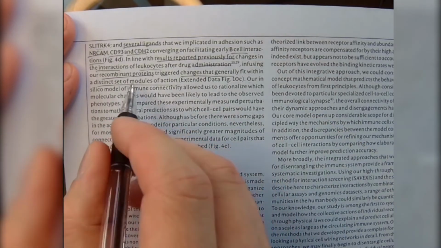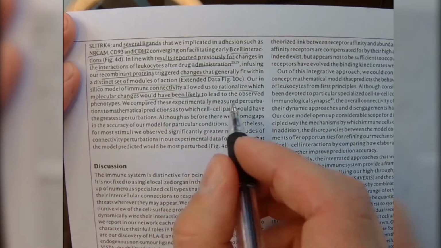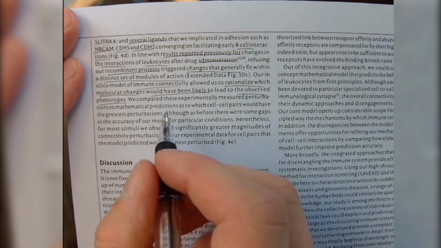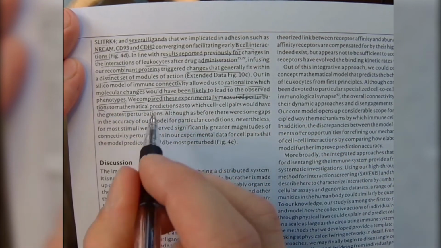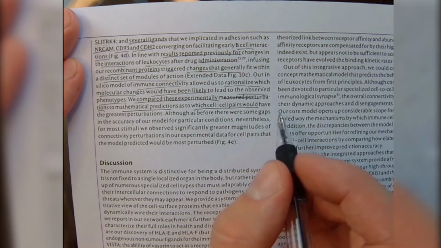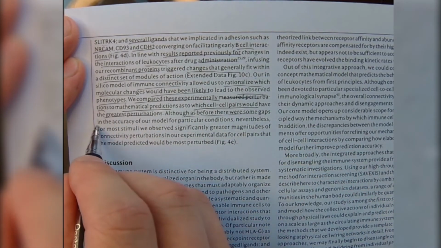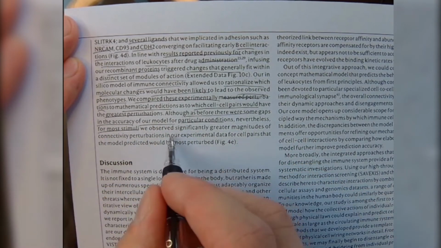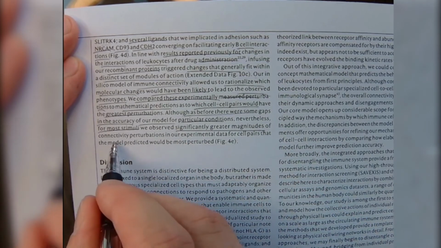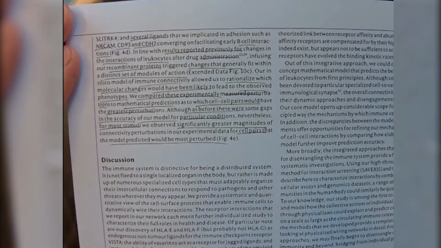Our in silico model of immune connectivity allowed us to rationalize which molecular changes would have been likely to lead to the observed phenotypes. We compared these experimentally measured perturbations to mathematical predictions as to which cell-to-cell pairs would have the greatest perturbations. Although, as before, there were some gaps in the accuracy of our model for particular conditions. Nevertheless, for most stimuli, we observed significantly greater magnitudes of connectivity perturbations in our experimental data for cell pairs that the model predicted would be most perturbed, shown in Figure 4e.